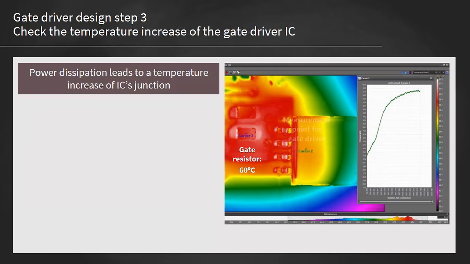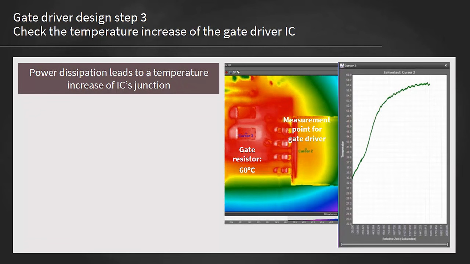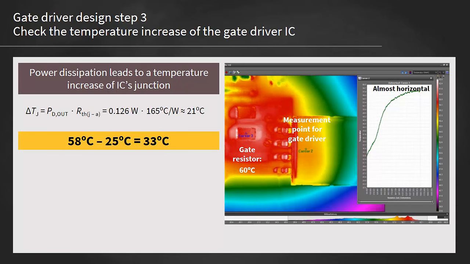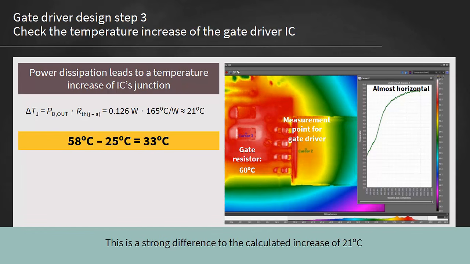Here you can see an infrared camera picture. It is taken close to the thermal equilibrium when there is no major temperature increase to be observed anymore. The graph shows the temperature curve over time of position cursor 2, resulting in a value of approximately 58 degrees Celsius. The relative increase versus the room temperature is 58 degrees Celsius minus 25 degrees Celsius equals 33 degrees Celsius. This is a strong difference to the calculated increase of 21 degrees Celsius.